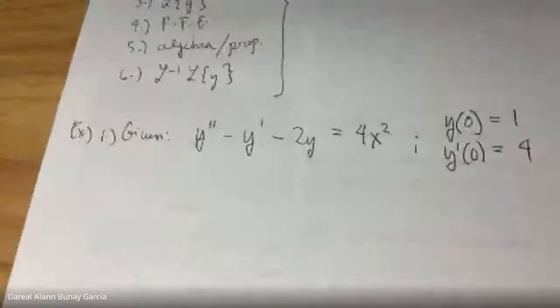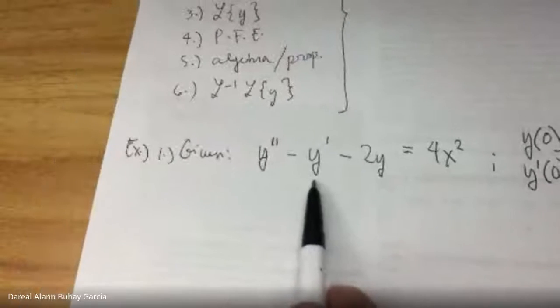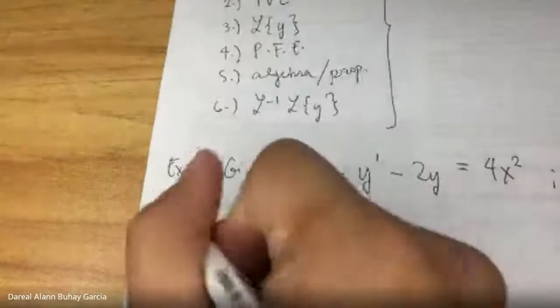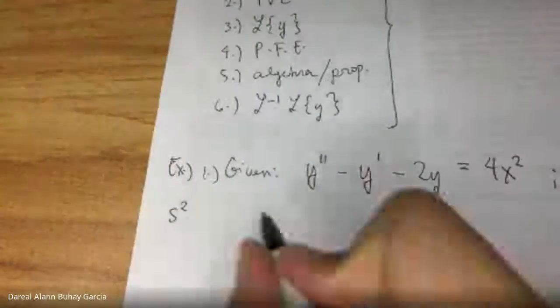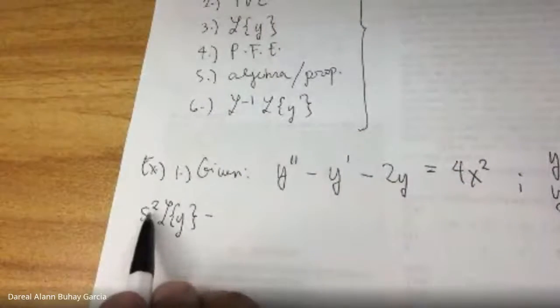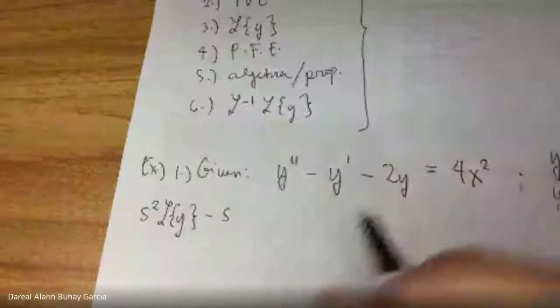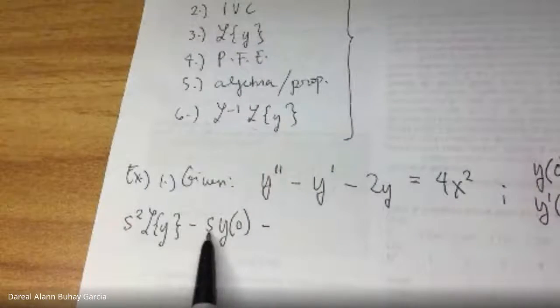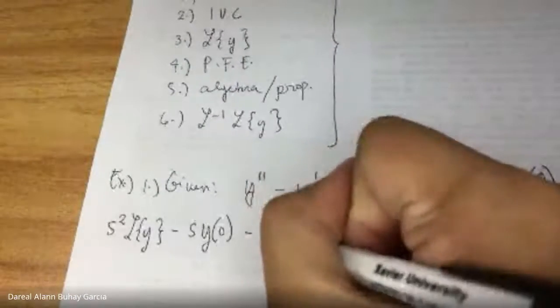Initial value condition. So, first step, find the Laplace transform. Kung diretsoon, no? The Laplace transform of the second derivative. Second derivative, so s squared ang pinakaunang term, s squared times the Laplace of y minus s times y of 0, minus y prime of 0.